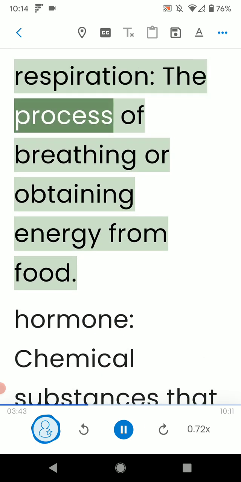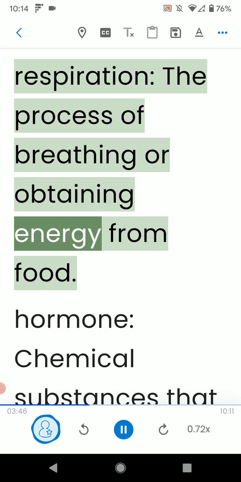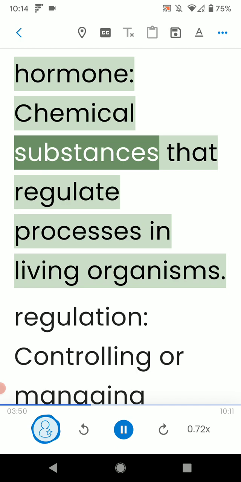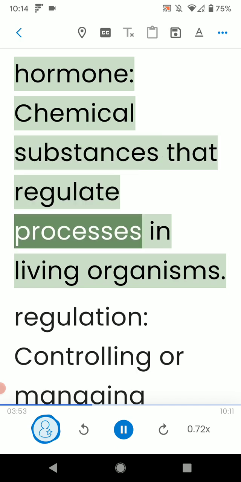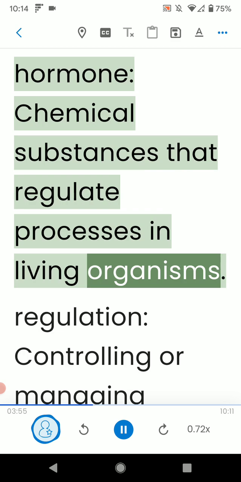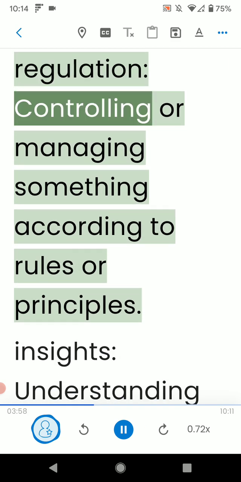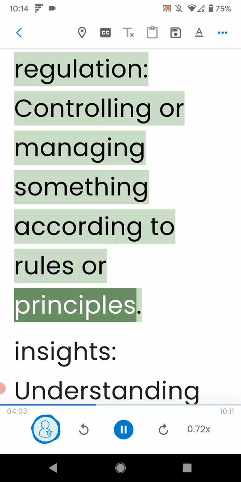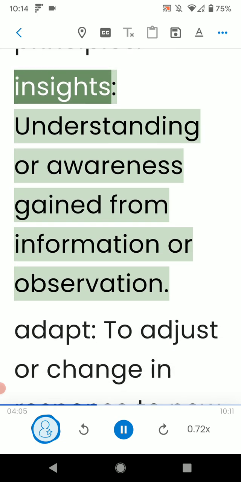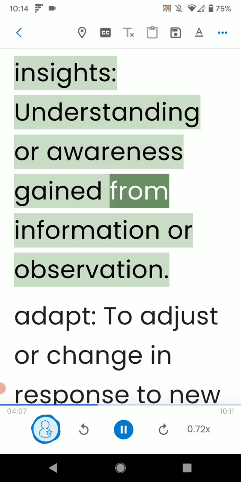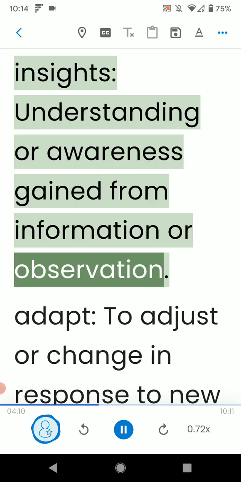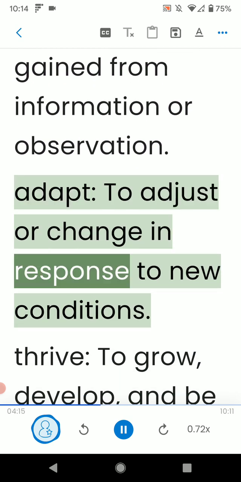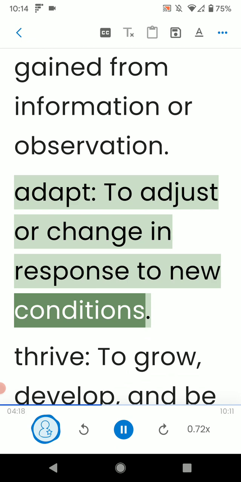Respiration, the process of breathing or obtaining energy from food. Hormone, chemical substances that regulate processes in living organisms. Regulation, controlling or managing something according to rules or principles. Insights, understanding or awareness gained from information or observation. Adapt, to adjust or change in response to new conditions.